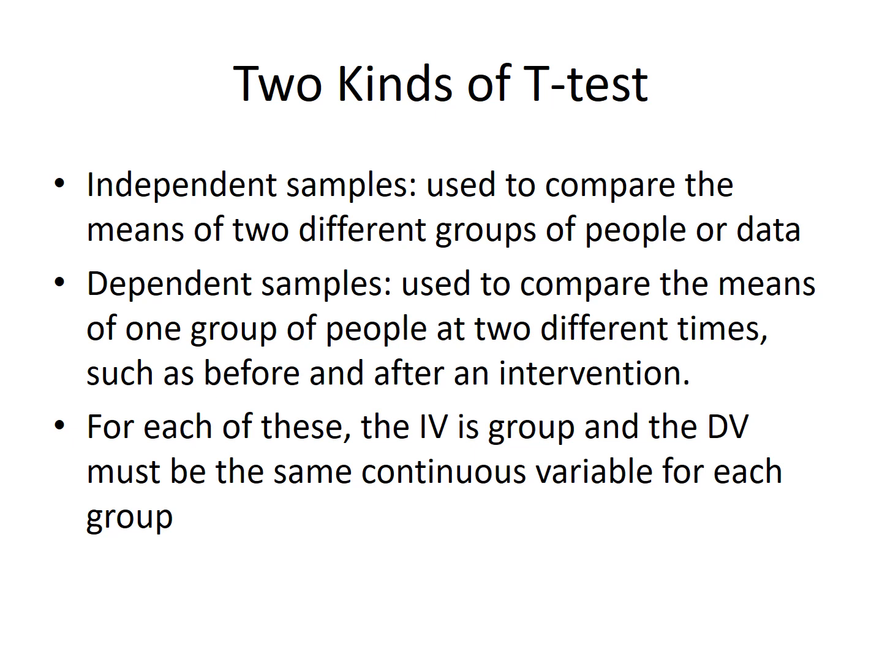Independent samples and dependent samples t-tests should only be used to compare two different groups, and I'll explain the difference between independent and dependent groups in a minute, on one continuous outcome variable, or DV, that is measured the same way in each of the two groups. The independent samples t-test is used to compare the means of two different mutually exclusive groups of people or data. The dependent samples t-test is used to compare the means of one group of people at two different times. However, this group has to be measured the same way each time they are measured.